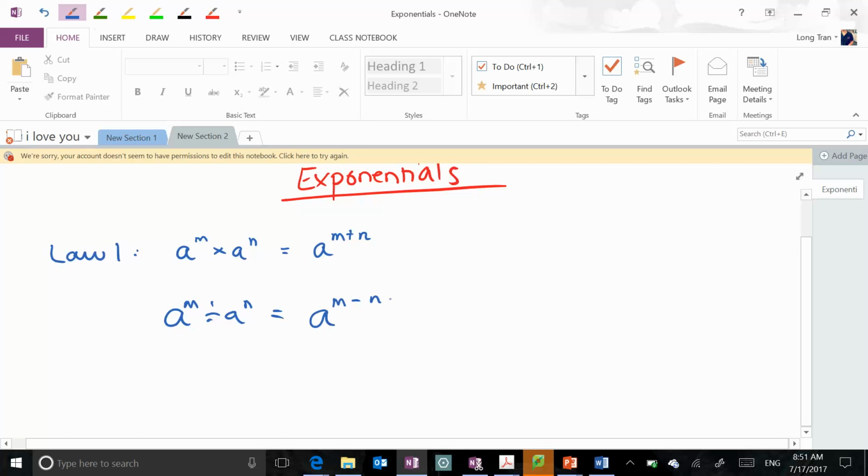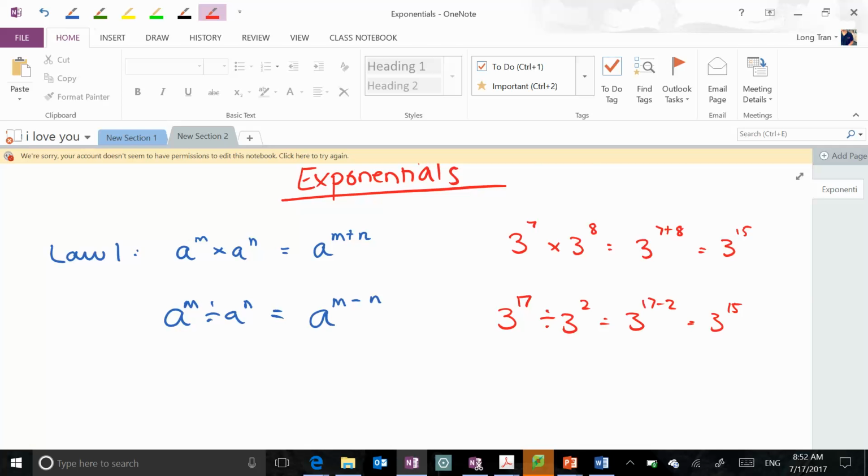Okay, so if you're dividing them, I'll give you a couple of examples on the side so you feel familiar with it. Let's say you had 3 to the power of 7 times 3 to the power of 8. Then it'll be 3 to the power of 7 plus 8, which you can simplify down to 3 to the power of 15. If you had division, it would be something like 3 to the power of 17 divided by 3 to the power of 2. That's the same thing as saying 3 to the power of 17 take away 2, which is 3 to the power of 15. So that's what I mean by the same base. Base meaning all 3's. Okay?